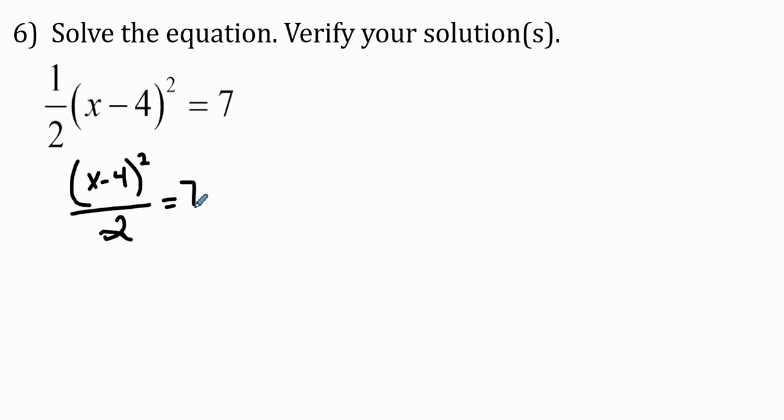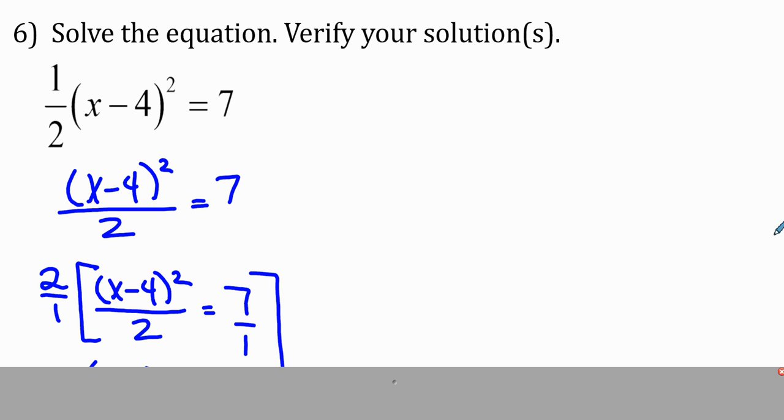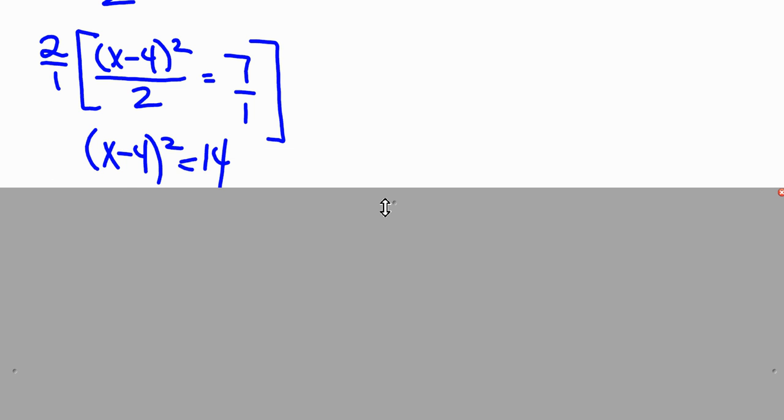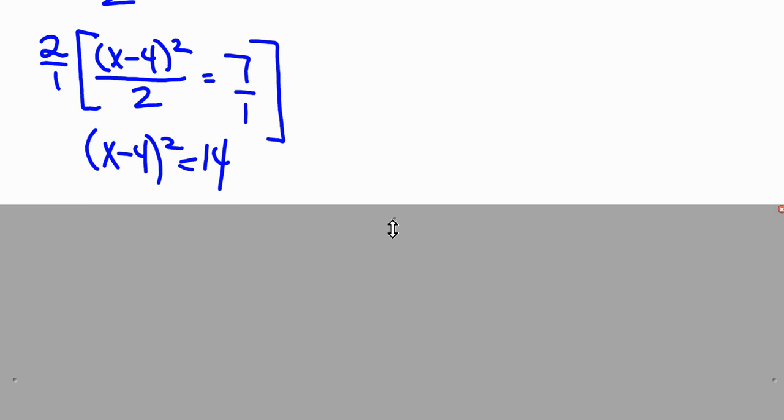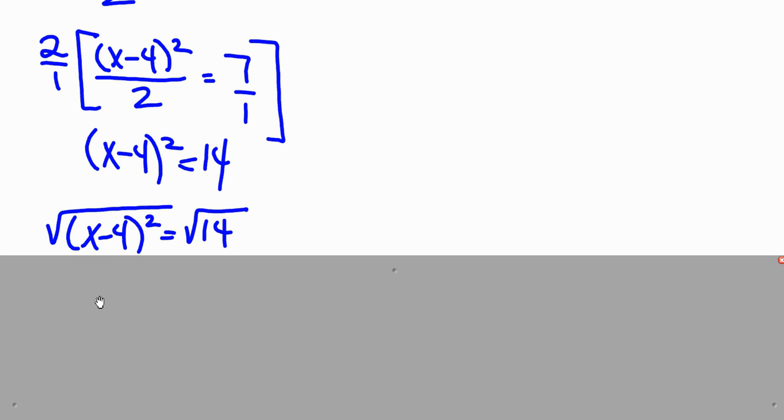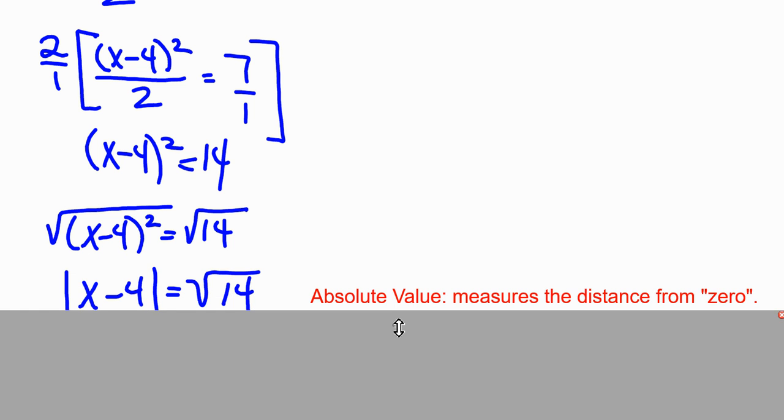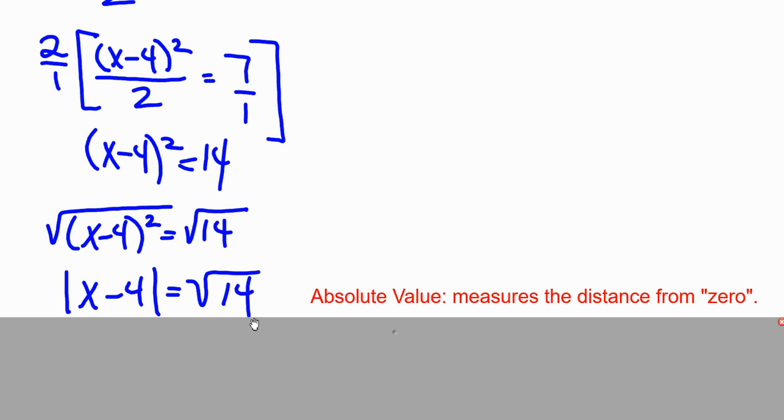You would multiply. So to start right off the bat, I would multiply each side of the equation by 2, which means I'll have the quantity of x minus 4 squared on the left equaling 14 on the right. So how do you undo something that's squared? Well, we take the square root. So on the left-hand side, we'll have the absolute value of x minus 4 equaling the square root of 14.